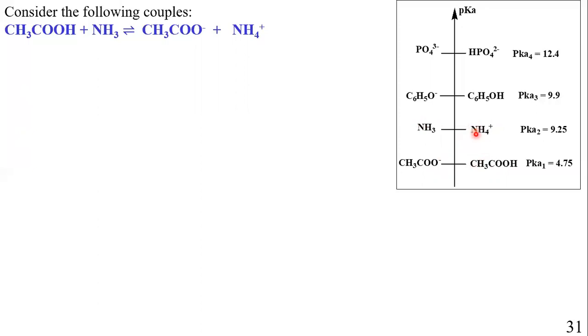The ammonia will become ammonium, and the acetic acid will become CH3COO- as a base in its couple. Put the pKa's on the scale as well. The ammonium is the weaker acid and has a higher pKa. The acetic acid is a stronger acid.